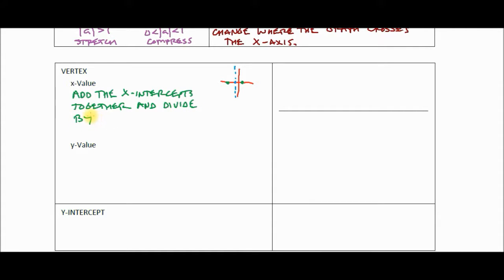What we're doing, class, is actually getting the average. Divide by 2. So add the x-intercepts together and divide by 2. That will give us the midpoint between these 2 points. And that midpoint is our axis of symmetry, which will give us the x value of our vertex.